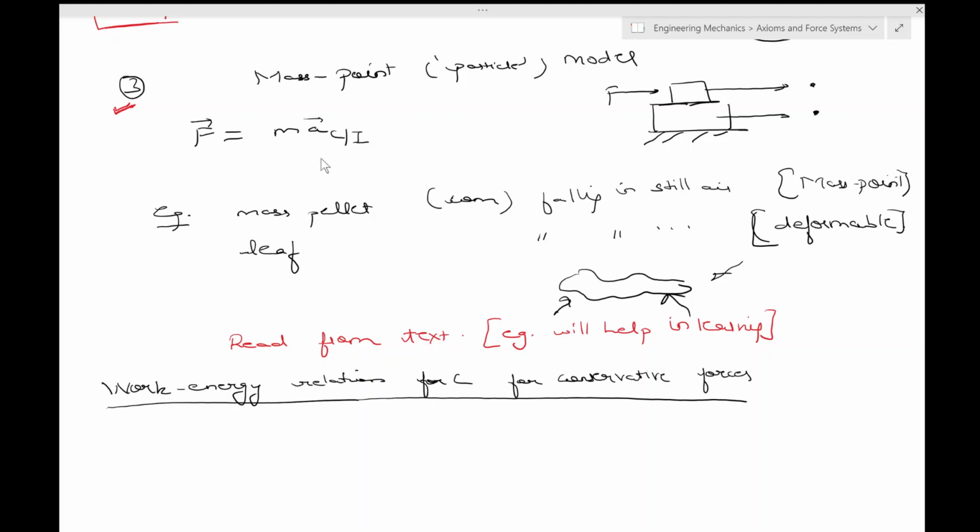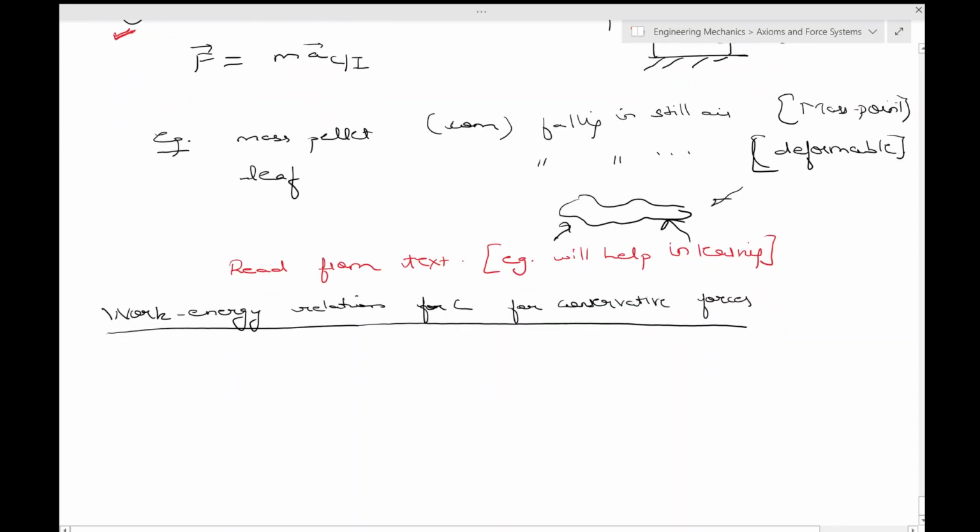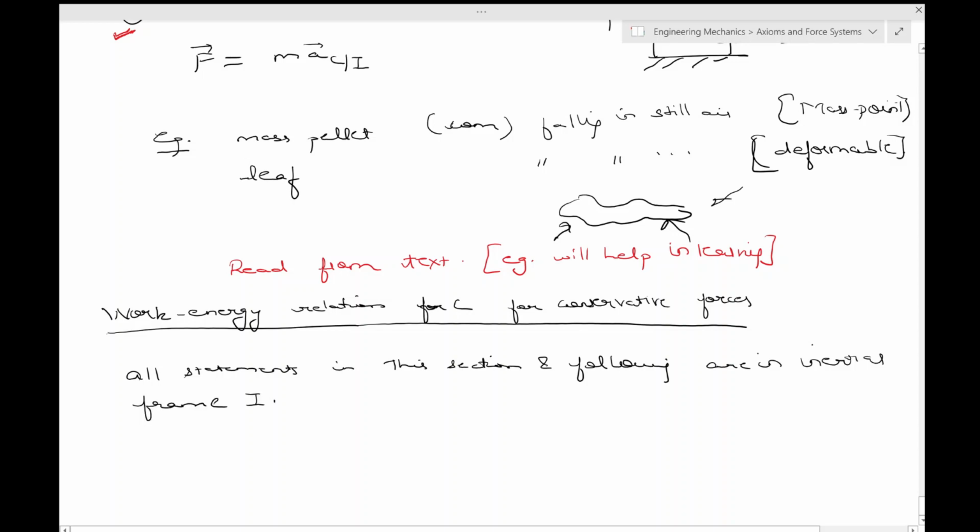So we want to discuss the work energy relation for the center of mass for conservative forces, which we have just learnt about. Before we do that, there is a small announcement: all statements in this section and following, as long as we are in the same topic of axioms and force systems, are in the inertial frame. So we won't be writing the symbol I, but we should be aware that they are all in the inertial frame, and the reason we already know is that Euler's axioms are only valid in the inertial frame.